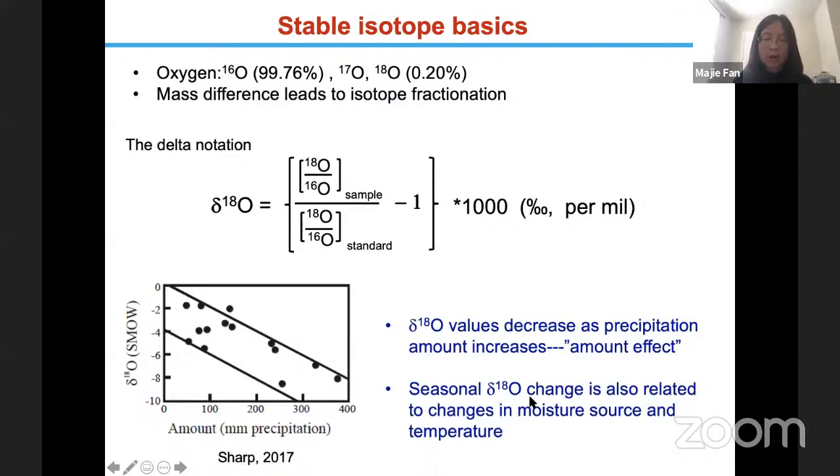But seasonal delta 18O value change in precipitation is not only driven by the amount effect, it's also related to change in moisture source and temperature. Therefore, this complexity gives a caution that when we interpret the data, we need to look into many factors.